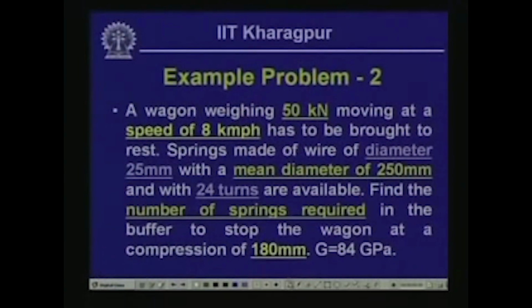Now, let us look into another example. This is an interesting problem in which a wagon weighing 50 kilonewton moving at a speed of 8 kilometer per hour has to be brought to rest.